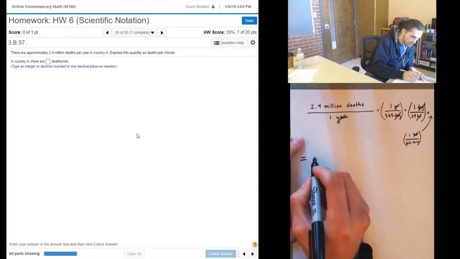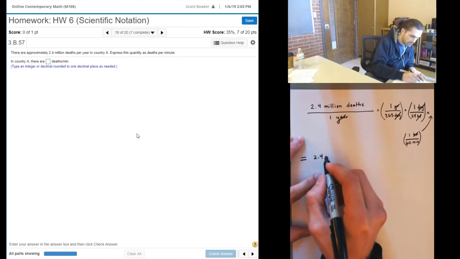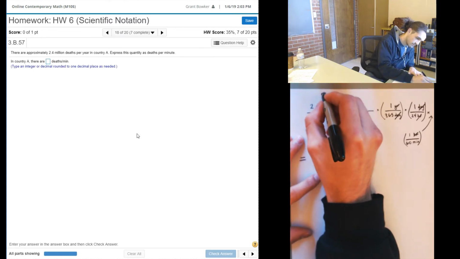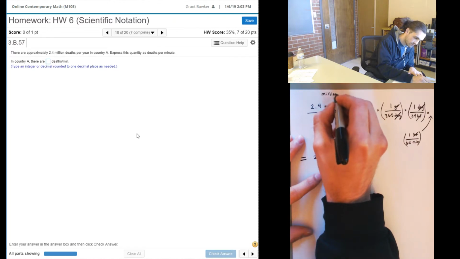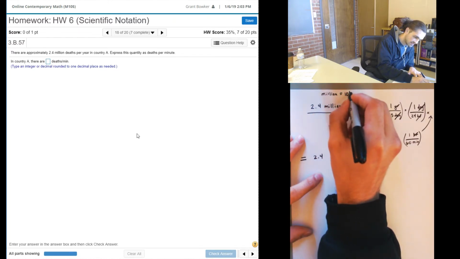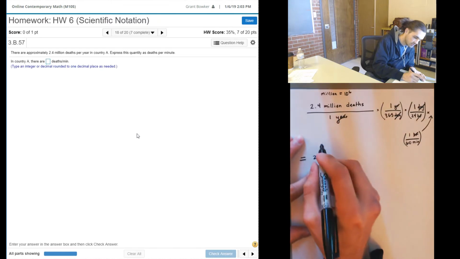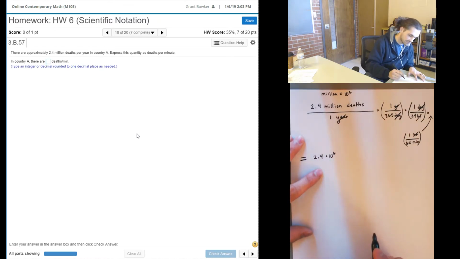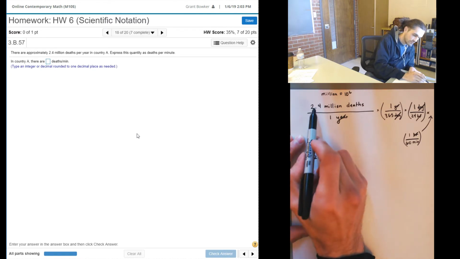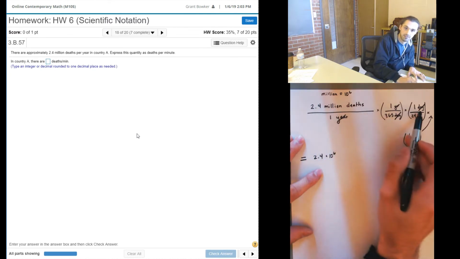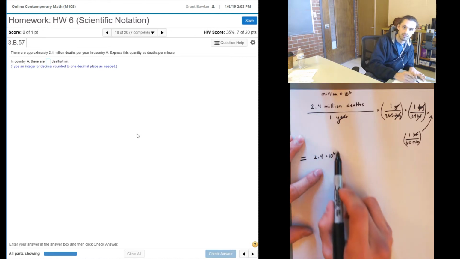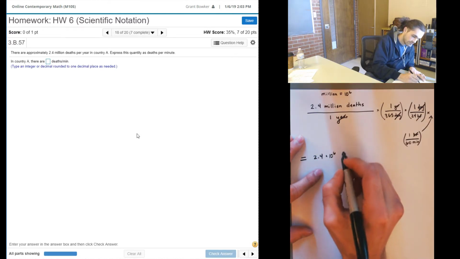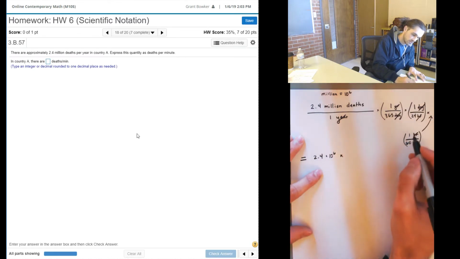So we'll take 2.4 million, where million is 10 to the 6th. So 2.4 million, 2.4 times 10 to the 6th. Just multiplying straight across is all I'm doing. I converted 2.4 million into 2.4 times 10 to the 6th, times 1 times 1 times 1.